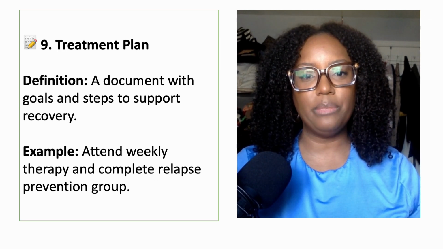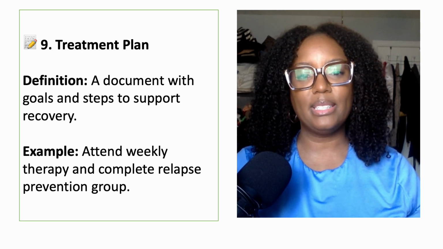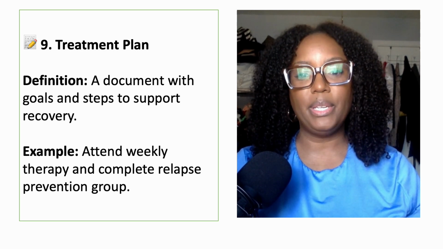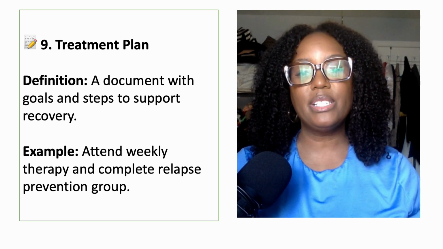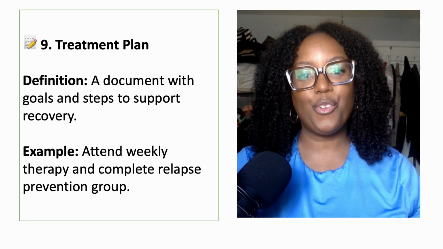Term 9 is treatment plan. Think of this like a roadmap for recovery. It outlines the client's goals, the services they'll receive, and how progress will be measured. For example, one goal might be to attend 8 weekly relapse prevention sessions. Every session should connect back to the treatment plan. That's called the golden thread.